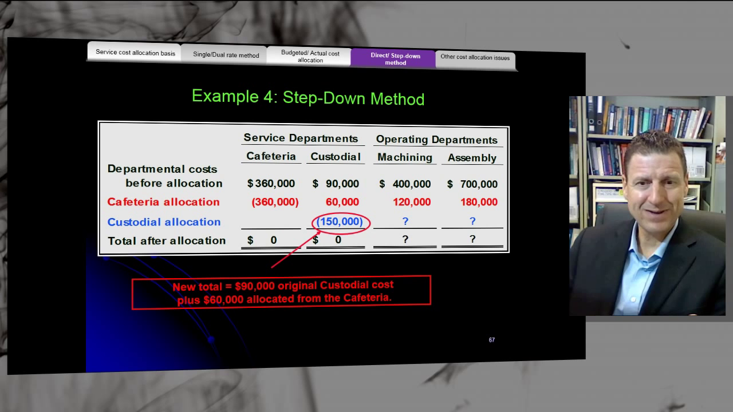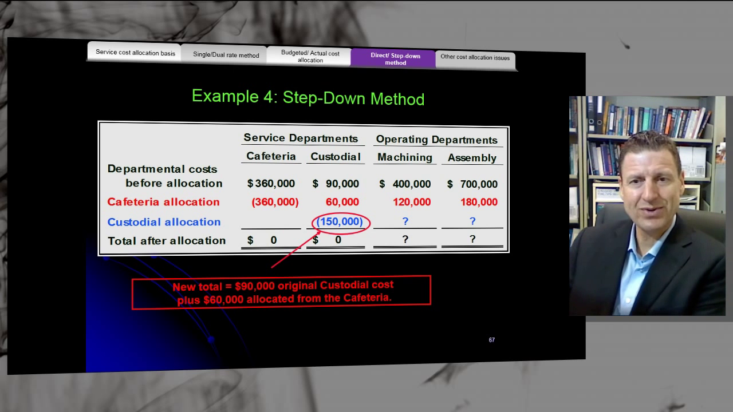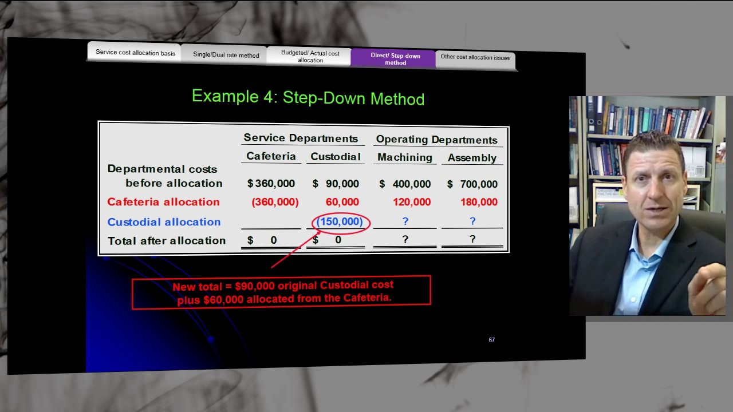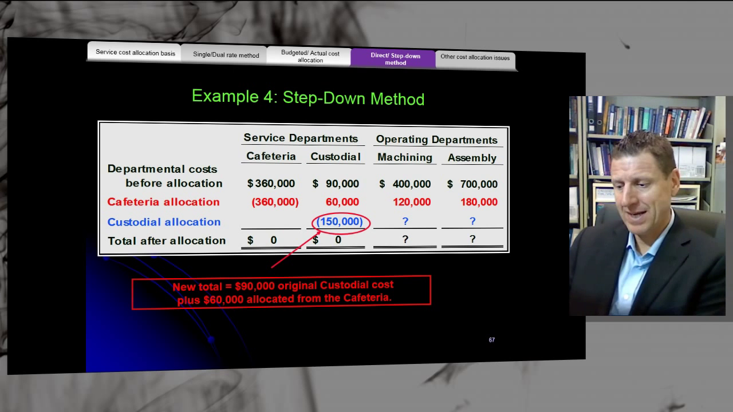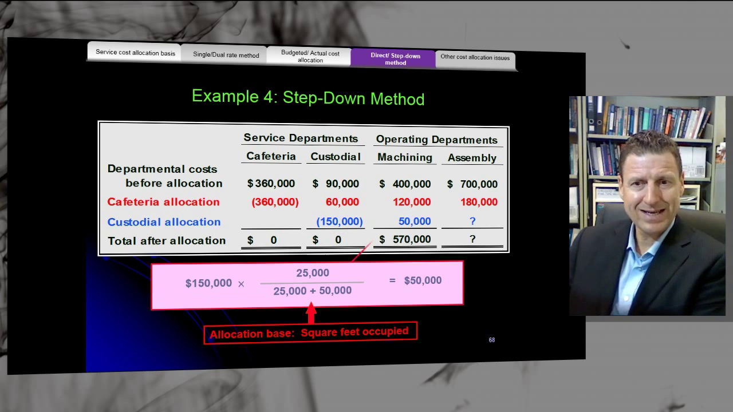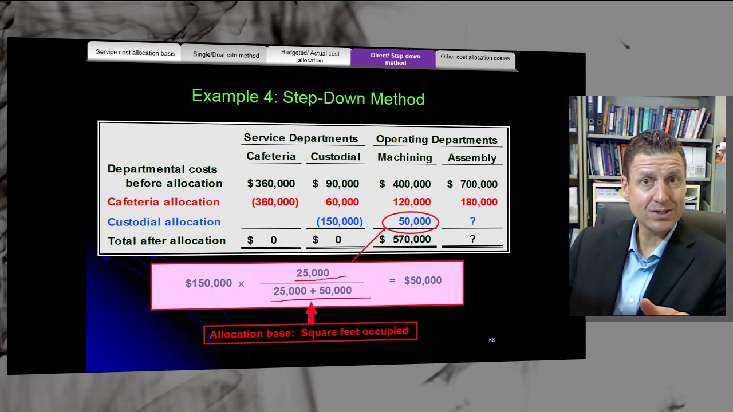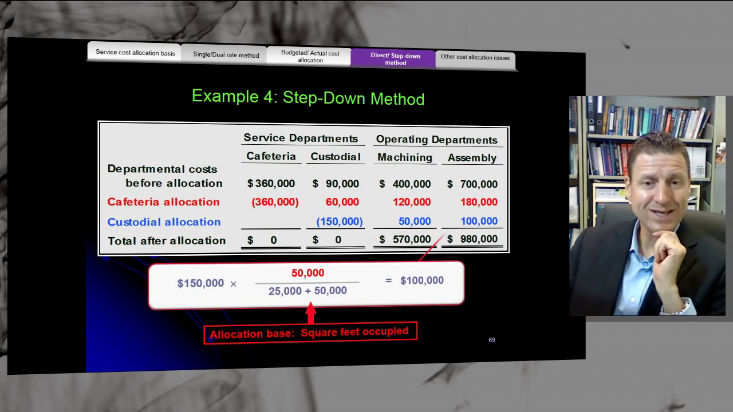So we've got 150,000. That's the original custodial cost plus the 60,000 allocated from the cafeteria. So what are we going to do now? We're basically following the direct method for the custodial allocation because it's second in line in the step down method. So how are we going to allocate that? Again, we're using square feet, 25,000 out of the 75,000. That gives us 50,000 to machining. Guess what? How many is going to go to assembly? Yes, you guessed it. It's going to be 100,000 to assembly. Quite easily done, isn't it?